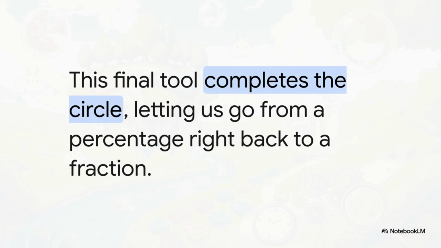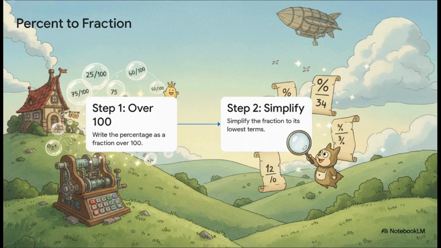And now for the final tool in our kit. This is the one that completes the circle, letting us go from a percentage right back into a fraction. Okay, our last tool, and it's maybe the most direct translation of all. Since we know percent just means out of 100, we can take it literally. You just put the percentage number over 100 and bam, you've got yourself a fraction. But wait, there's one more step. We need to simplify it, which just means finding the smallest, tidiest way to write it.